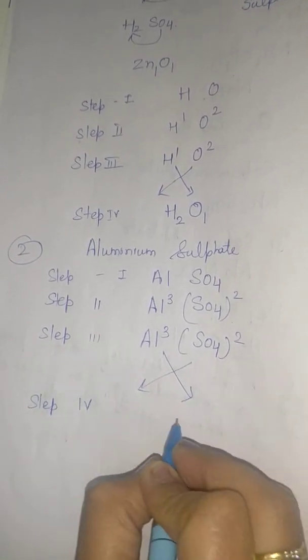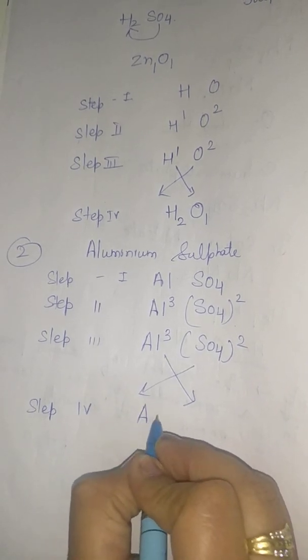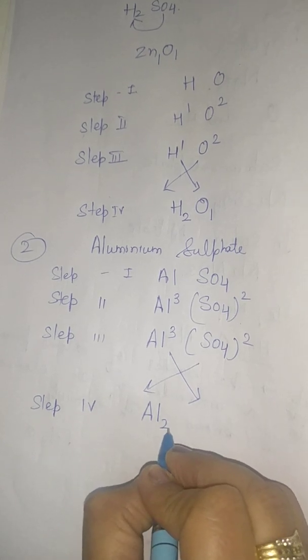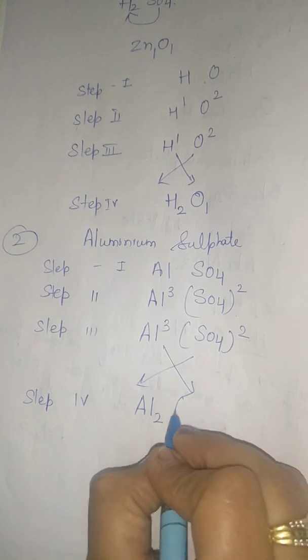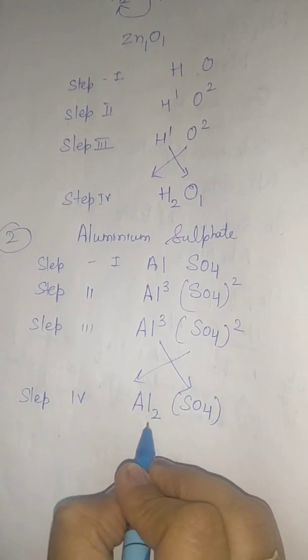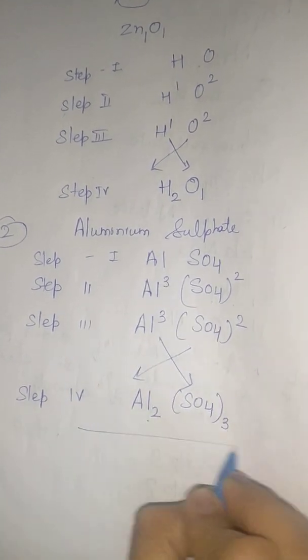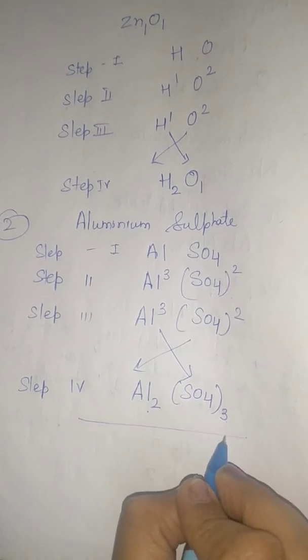In step 4, whenever we interchange the valencies, we will write them as subscript: the valency of sulfate goes with aluminium, and the valency of aluminium goes with sulfate. Now we get the formula for aluminium sulfate.